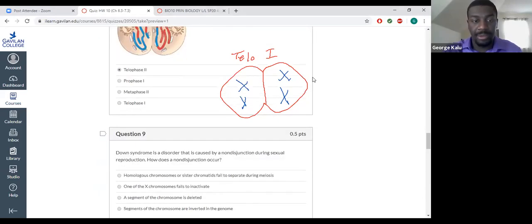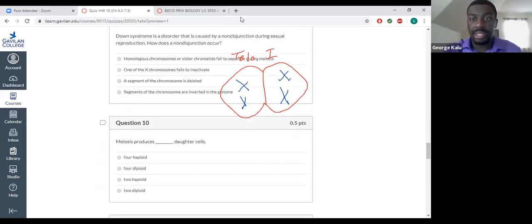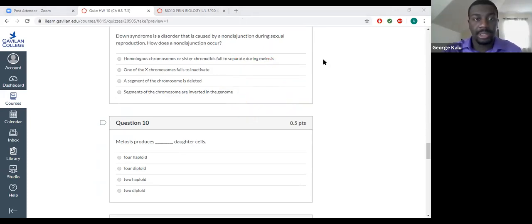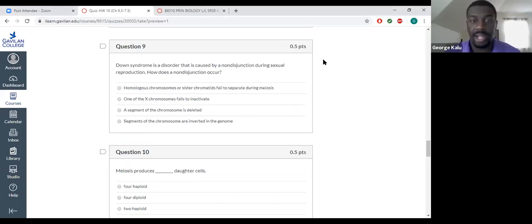All right, we're going to go ahead and move forward. So next question. Looking at Down syndrome. Down syndrome is a disorder that is caused by a non-disjunction during sexual reproduction. So how does non-disjunction occur? We've got A, homologous chromosomes or sister chromatids fail to separate during meiosis. B, one of the X chromosomes fails to inactivate. C, a segment of the chromosome is deleted. Or D, segments of the chromosome are inverted into the genome. How does non-disjunction occur?